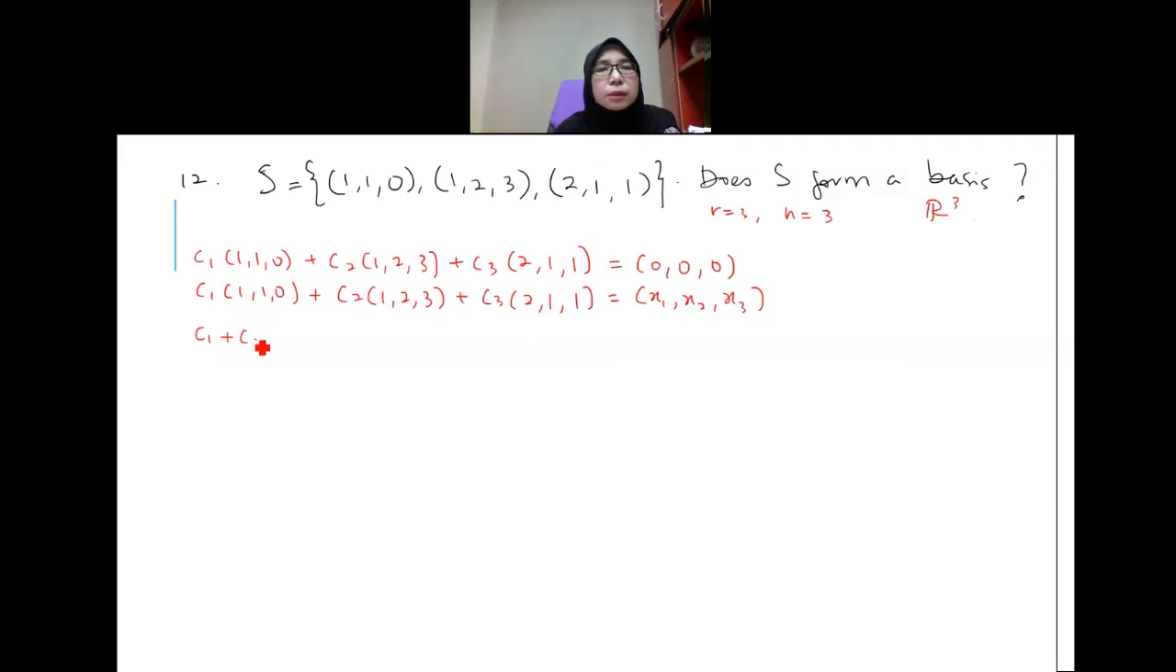C1 plus C2 plus 2C3 equals 0. For the second component, 2C2 plus C3 equals 0. And then the third component has nothing here, it is 0, so just leave it blank, plus 3C2 plus C3 equals 0. Then write the matrix equation.